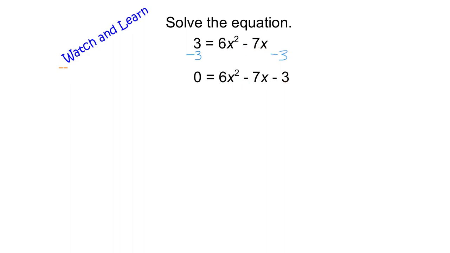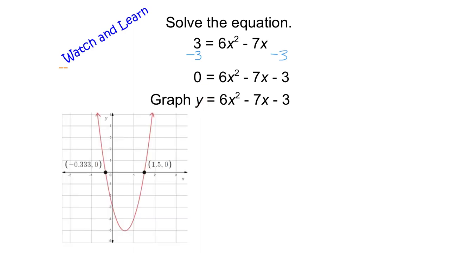Now you might be wondering, what is the purpose of that? How is that helpful? Well, if I graph y equals 6x squared minus 7x minus 3, I can locate on the graph where y is equal to 0. So I used a graphing calculator and I graphed the function here, y equals 6x squared minus 7x minus 3. This is the graph I get.